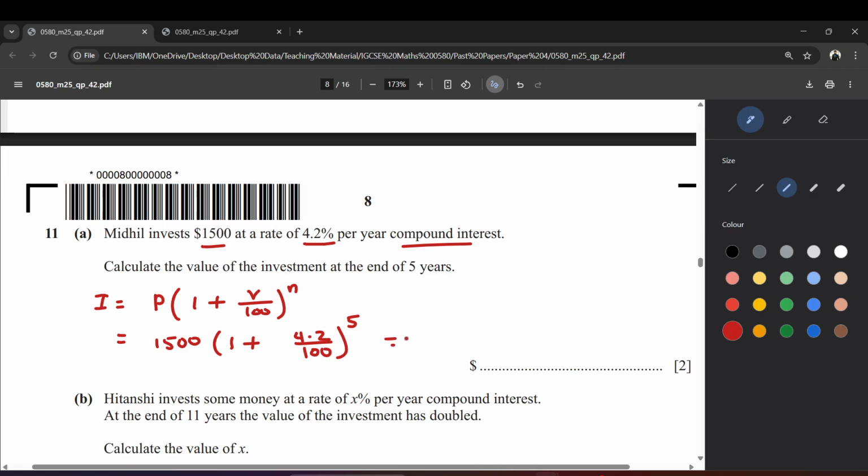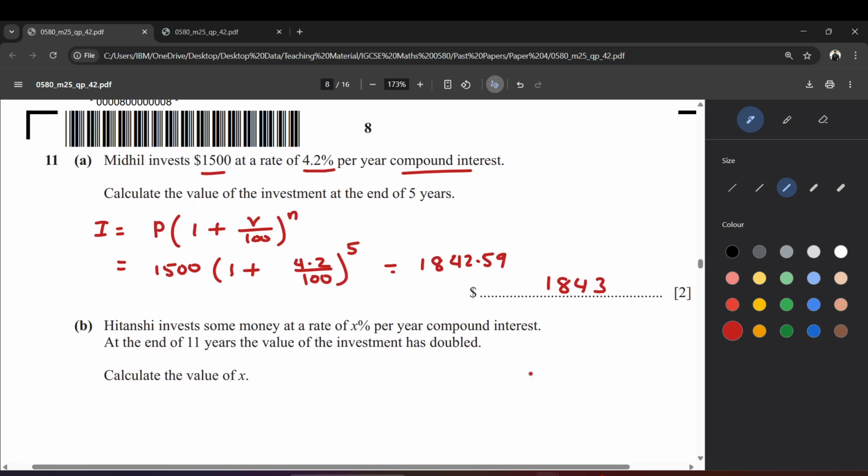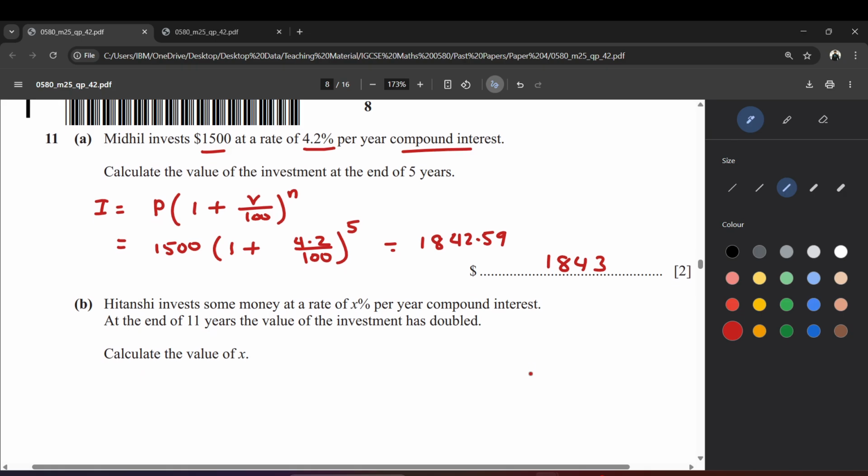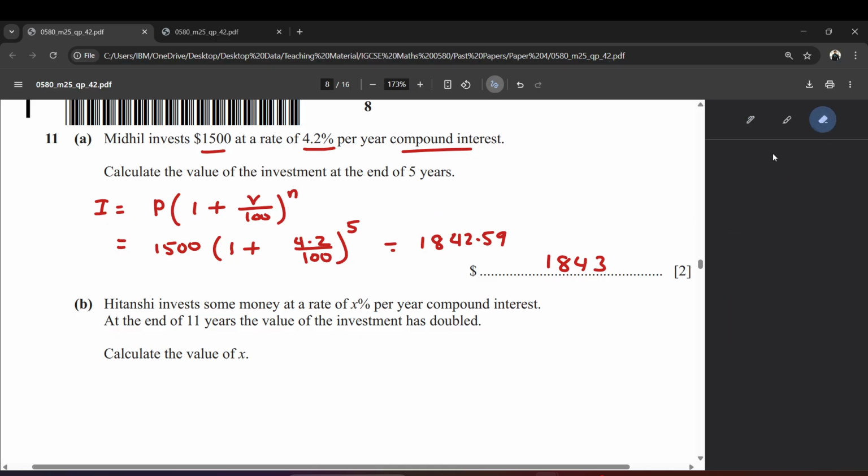So if I work this out, that will be 1500 times (1 plus 4.2 over 100) to the power of 5. So that will be 1842.59. So we can round this to $1843. Or we can actually just leave it in this form. That should be much better.